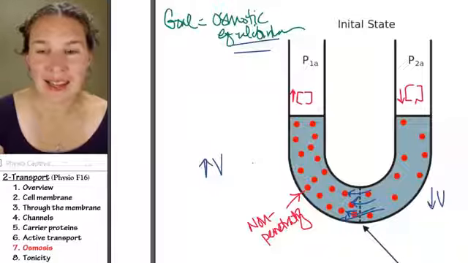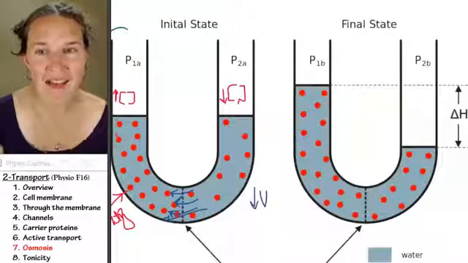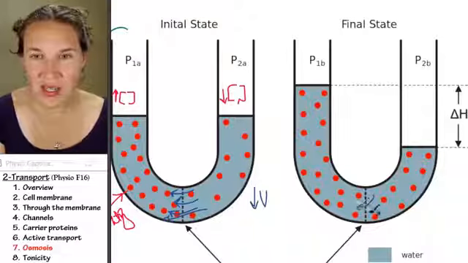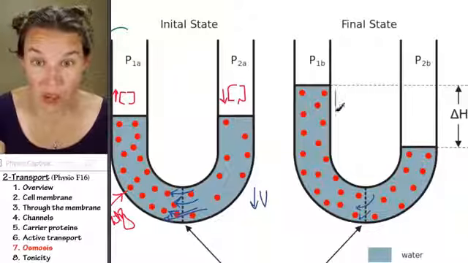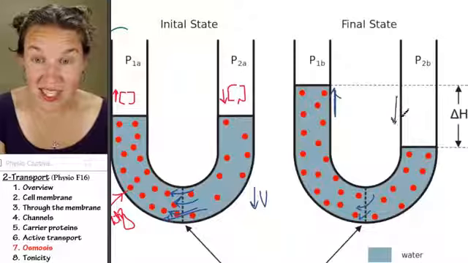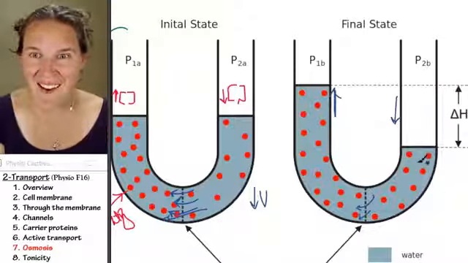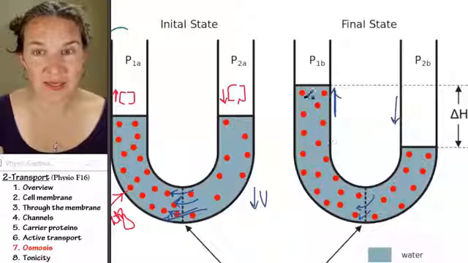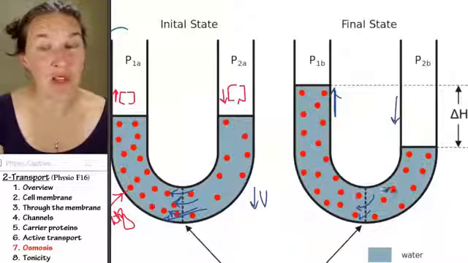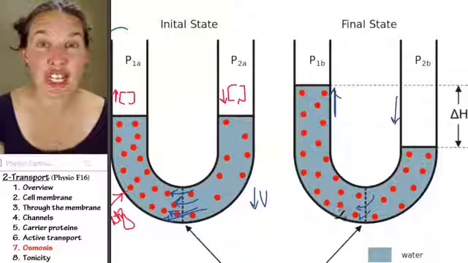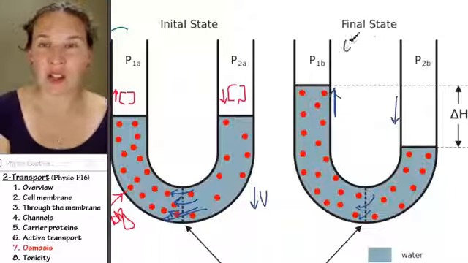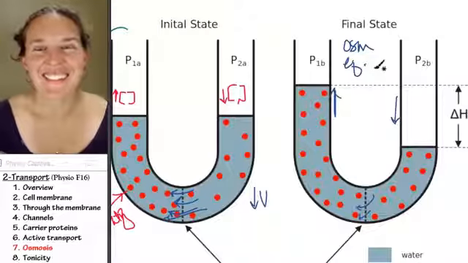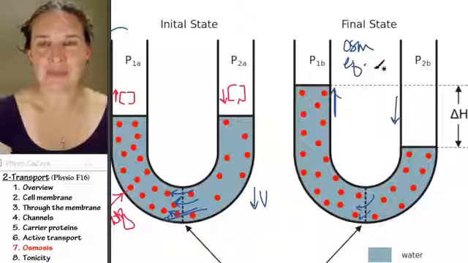Like that. What? The water moved. Do you agree? The water moved. The water level actually increased on this side, decreased on this side, and now we have less volume for the number of particles on one side, more volume for the number of particles on the other, and the concentrations are equal. We are now in osmotic equilibrium. What? How cool is that?